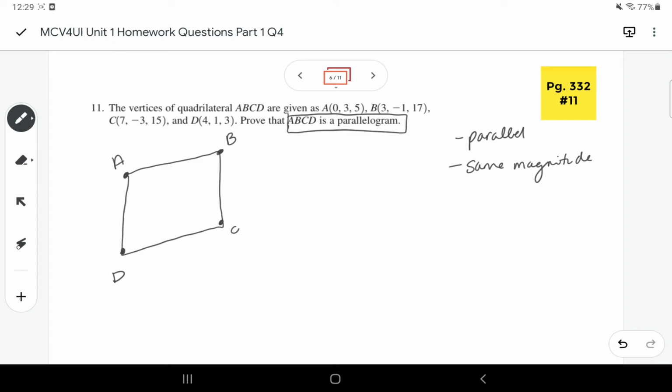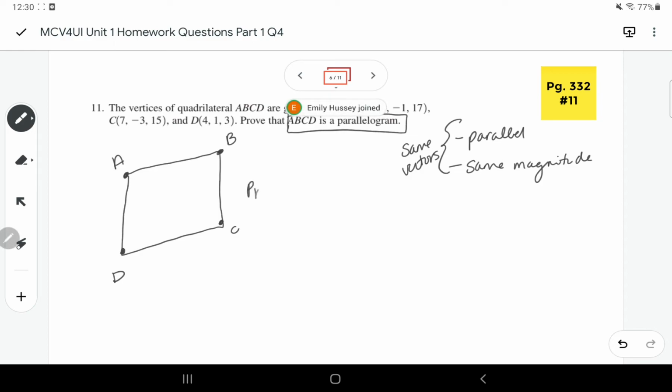But if vectors are the same vectors, like if the vectors are equal, then we know that they're parallel because it tells us direction. And we know that they're the same length because it also tells us magnitude. So vectors tell us magnitude and direction are equal if the vectors are equal.